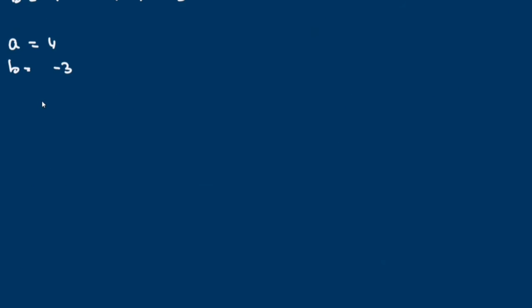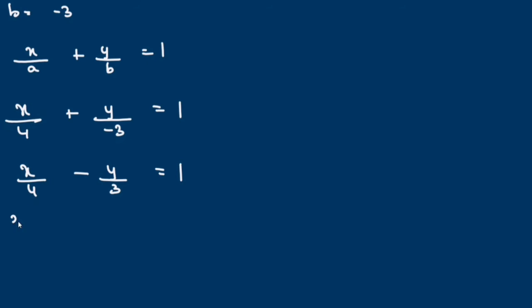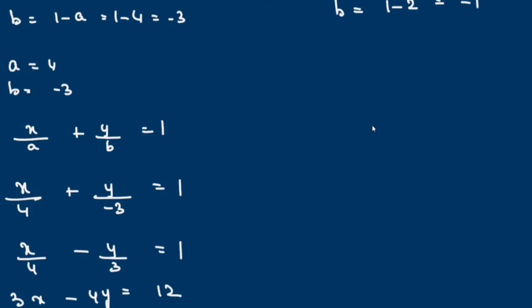We want the equation finally. So x by A plus y by B is equal to 1. So x by 4 plus y by minus 3 is equal to 1. Or you can write x by 4 minus y by 3 is equal to 1. You can simplify this actually. So the LCM is 12, 3x minus 4y minus 12 equal to 0. This is one equation.